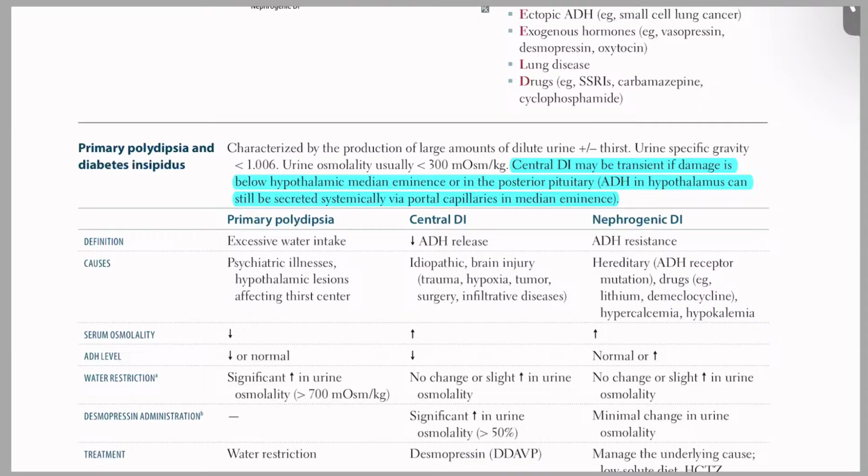Okay. Primary polydipsia and diabetes insipidus, characterized by production of large amount of dilute urine, plus or minus thirst, urine specific gravity less than 1.006, urine osmolarity less than 300. Central DI may be transient if damage is below hypothalamic median eminence or in the posterior pituitary. ADH in hypothalamus can still be secreted systemically via portal capillaries in median eminence. Okay, got it.